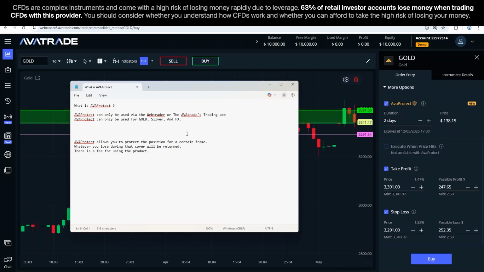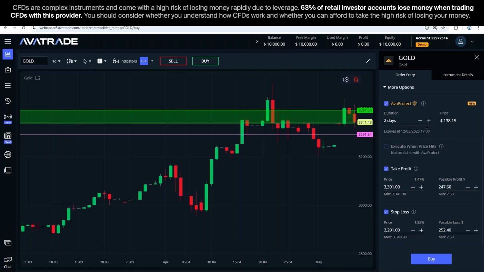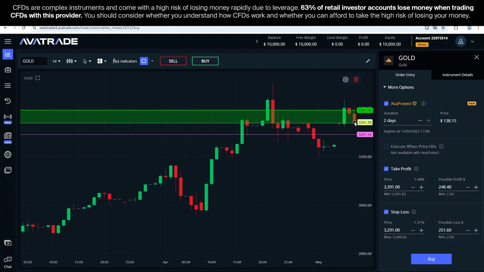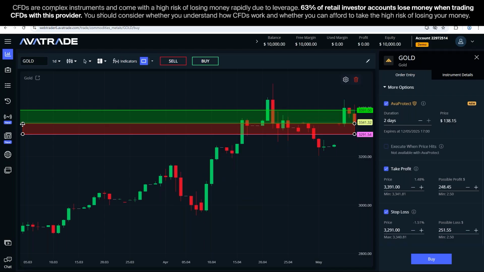Other than that, it's quite self-explanatory. There's really not much to say. Also, I would like to say that you cannot extend the coverage. There is no way to re-protect a position. What you need to do is create a new one. There is nothing preventing you from protecting another position if you want. So we cannot extend, but we can make a new one.